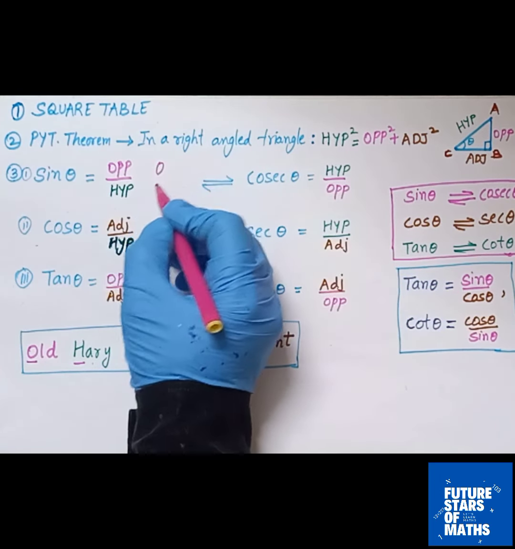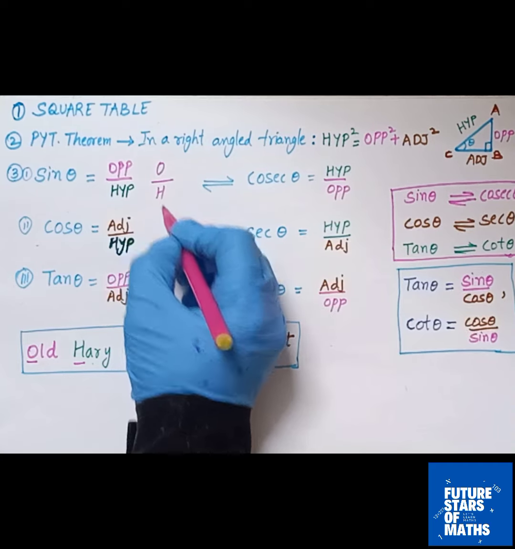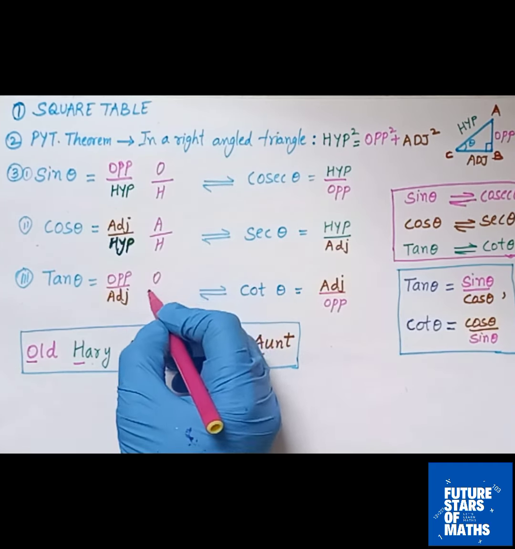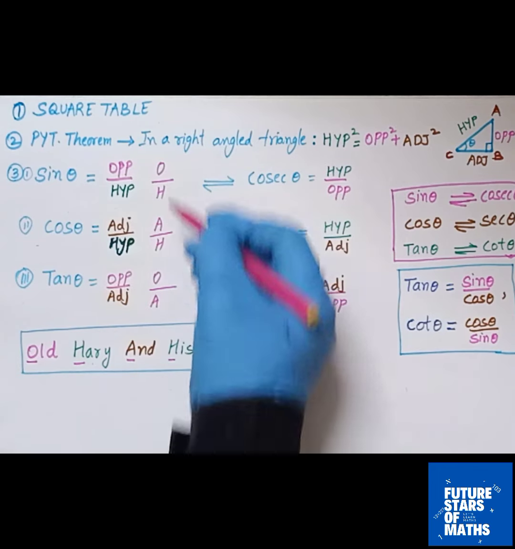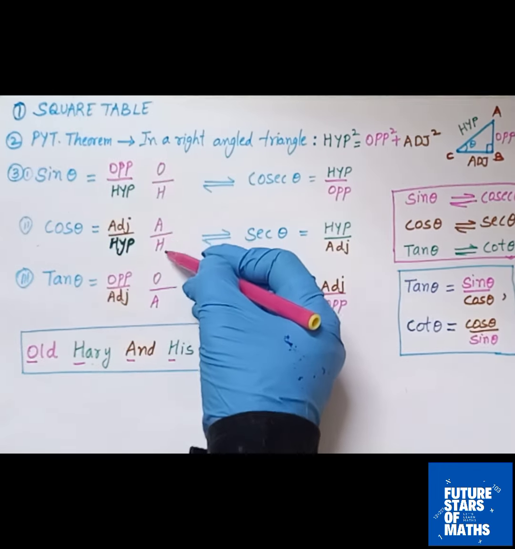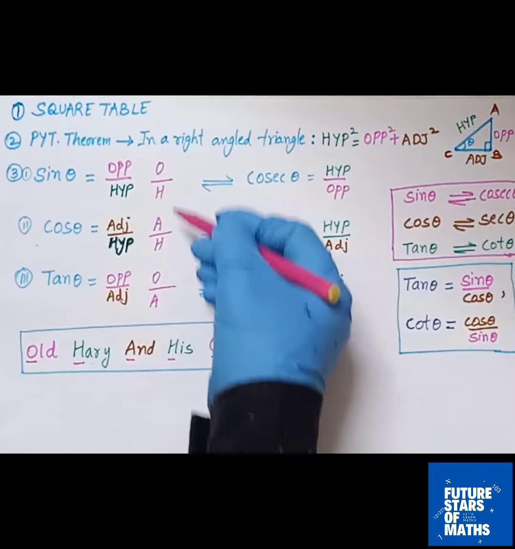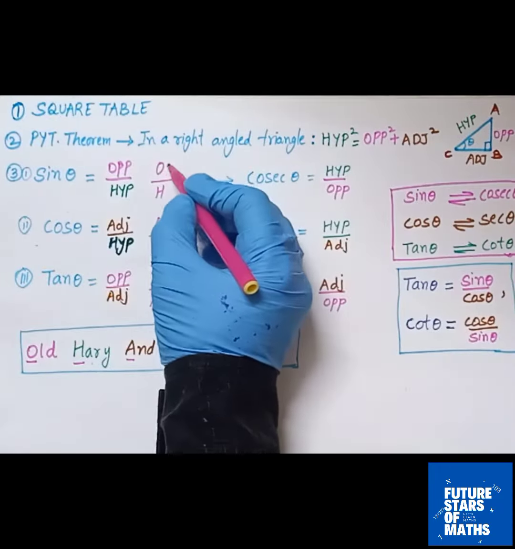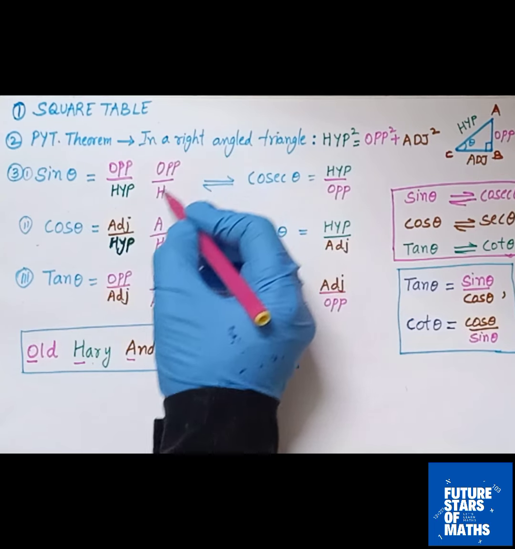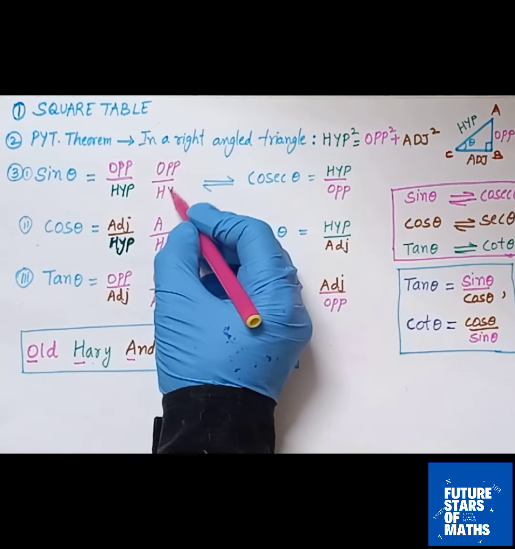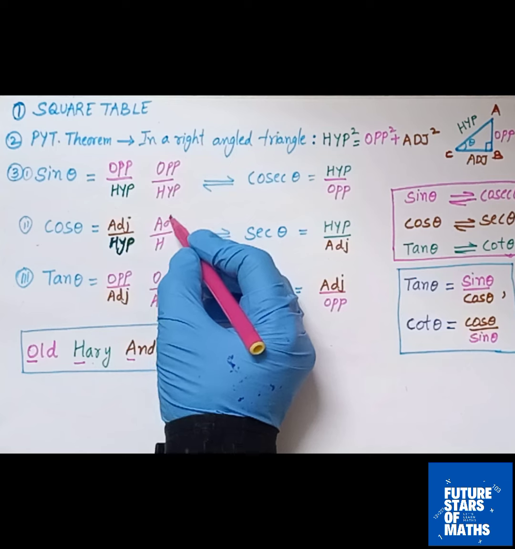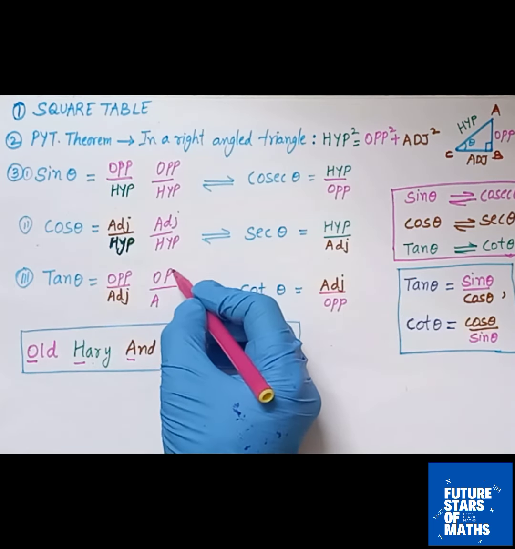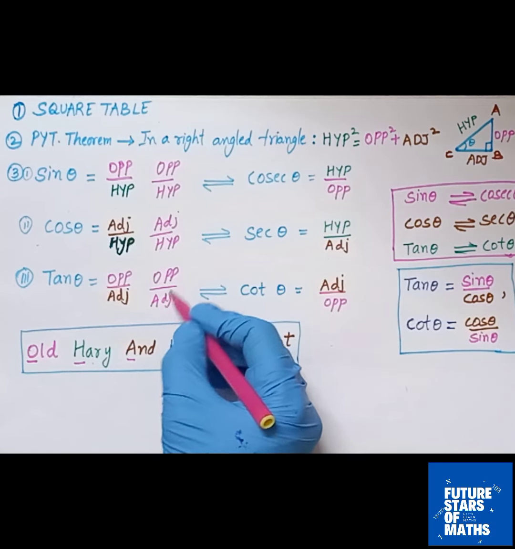Old Harry and his old aunt. So, what is O in our Pythagoras theorem? It will be the opposite side, OPP. H means hypotenuse. A means adjacent. H means hypotenuse. O is for opposite, A is for adjacent.